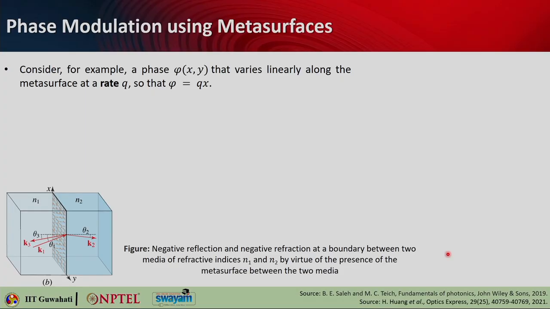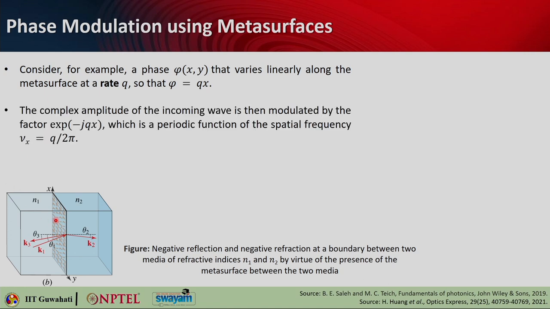Now let us look into how this phase modulation works. Let's consider a phase phi(x,y) that varies linearly along this metasurface at a rate q. So q is nothing but the rate of phase change. You can write phi equals qx, because in this case it is only changing along the x direction. This is the same metasurface that you have seen before. It is changing only along x, along y it is the same. Now the complex amplitude of any incoming wave can then be modulated by a factor exponential minus jqx. So this is the phase that will be coming into the picture.